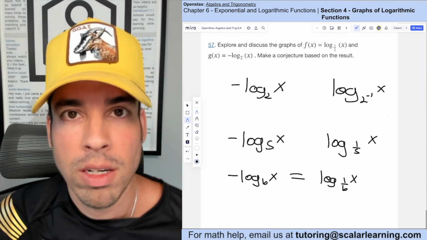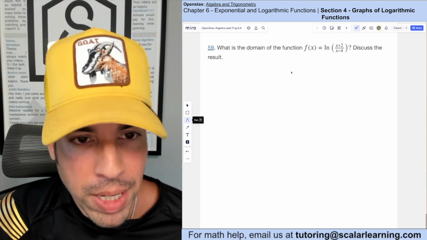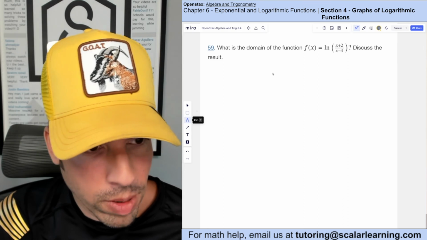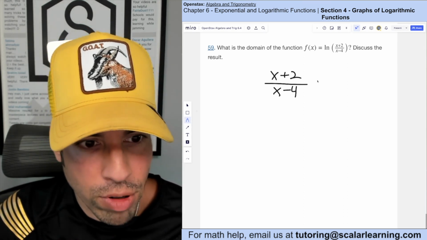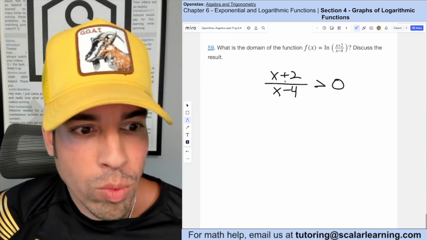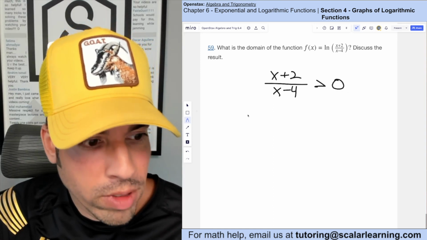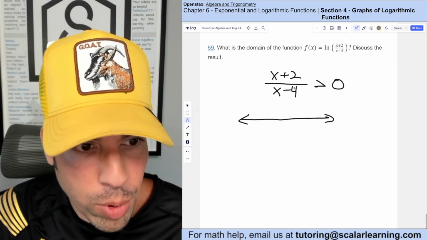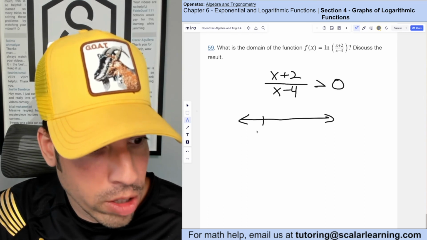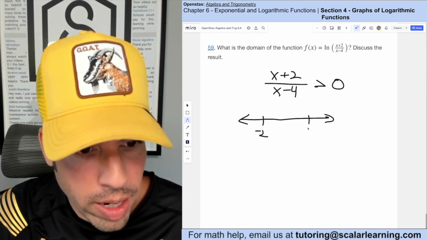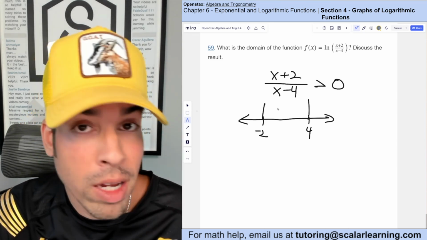There it is, done. So for this question, it asks, what is the domain? And again, we're going to go back to that basic idea that for a logarithmic function, the argument has to be greater than 0. So we're going to start with that premise that this has to be greater than 0. Now, when you have a rational expression greater than 0, the way you have to solve this is you have to look at both of the 0 points for the numerator as well as the denominator. So we can hit 0 here at -2. We can also hit 0 at 4. And then within this range, we have to see where it is positive or greater than 0.